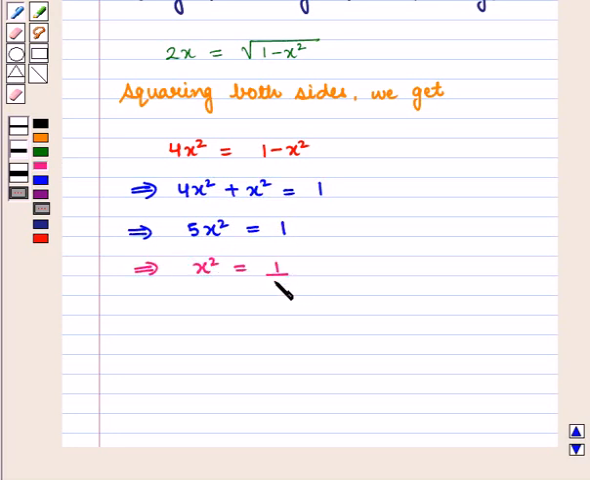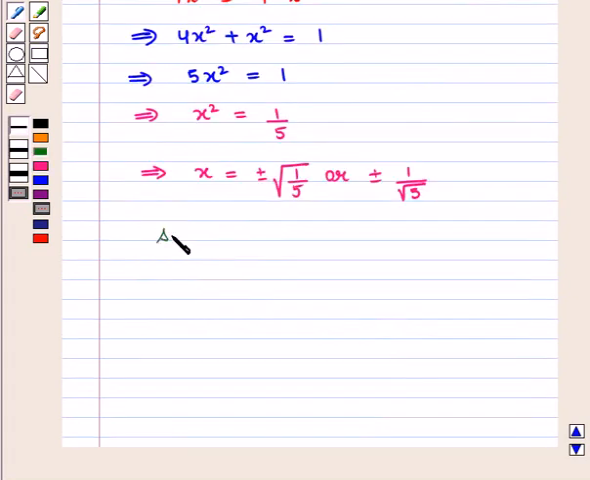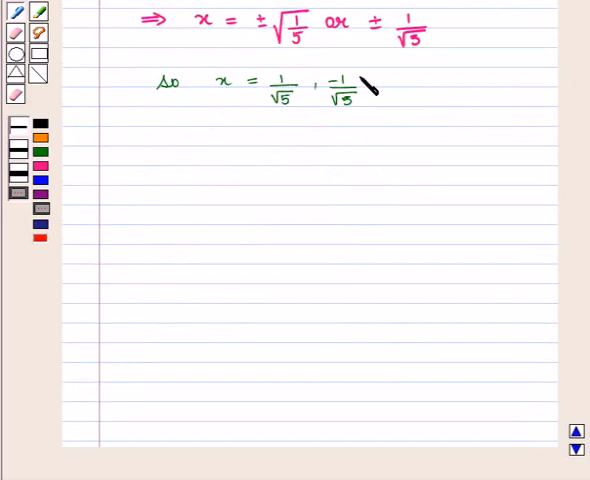Which implies that x square is equal to 1 upon 5, which further implies that x is equal to plus minus of square root of 1 upon 5, or we can write it as plus minus of 1 upon square root of 5. So we get x is equal to 1 upon square root of 5 and minus 1 upon square root of 5. Now we put these values in the equation y is equal to 2x. That is, first we put x is equal to 1 upon square root of 5 and we get the value of y as 2 into x, that is 2 into 1 upon square root of 5, which is equal to 2 upon square root of 5.